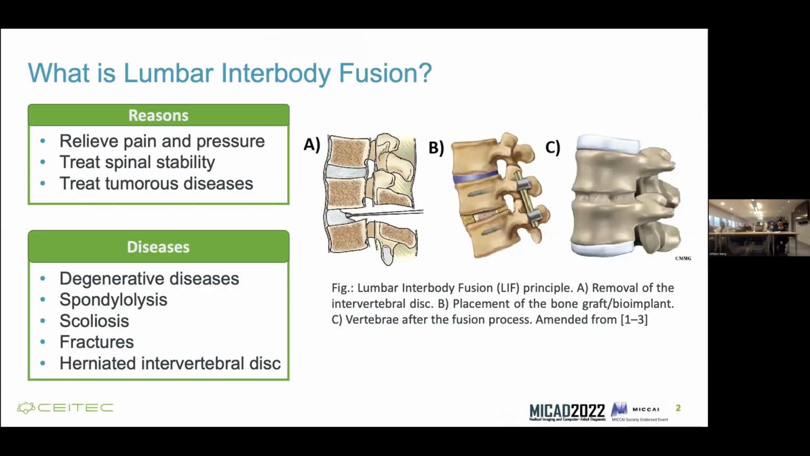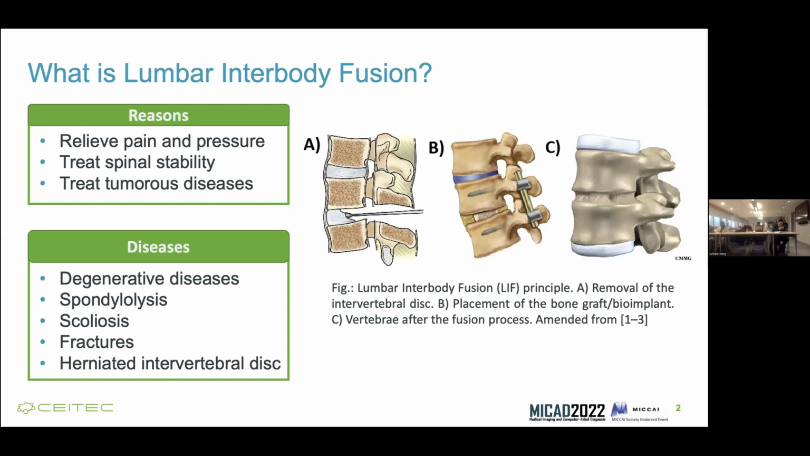So at the beginning, what is lumbar interbody fusion? It's a type of surgical procedure which is done in order to stop or prevent motion between two or more vertebrae and connect them as one fused unit. There are several reasons to undergo this surgery. Mainly, it's to relieve pain and pressure in the spine due to some degenerative diseases, or to treat spinal instability in case of scoliosis, etc.